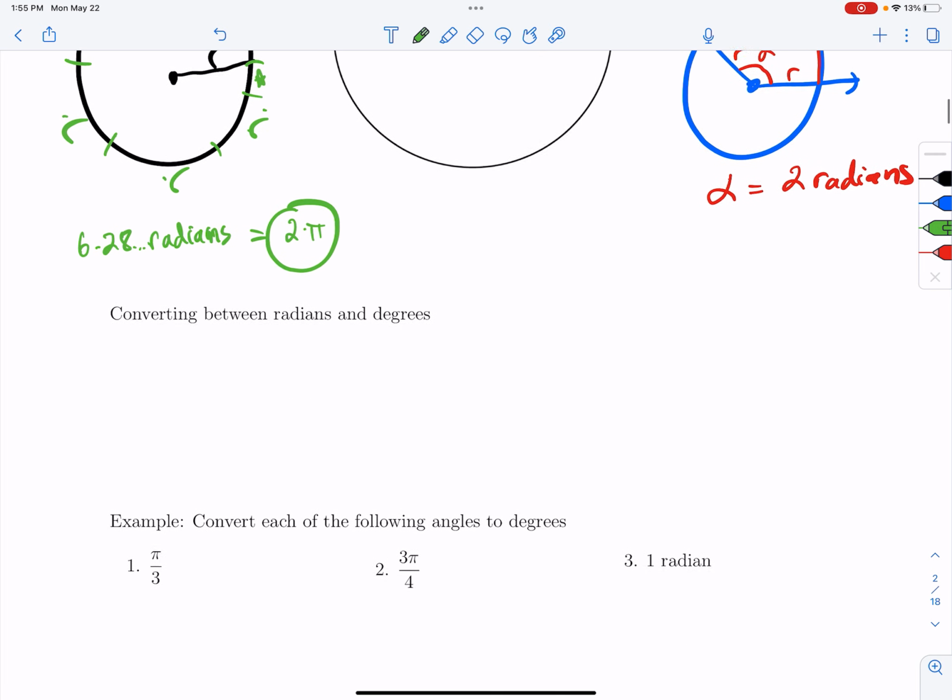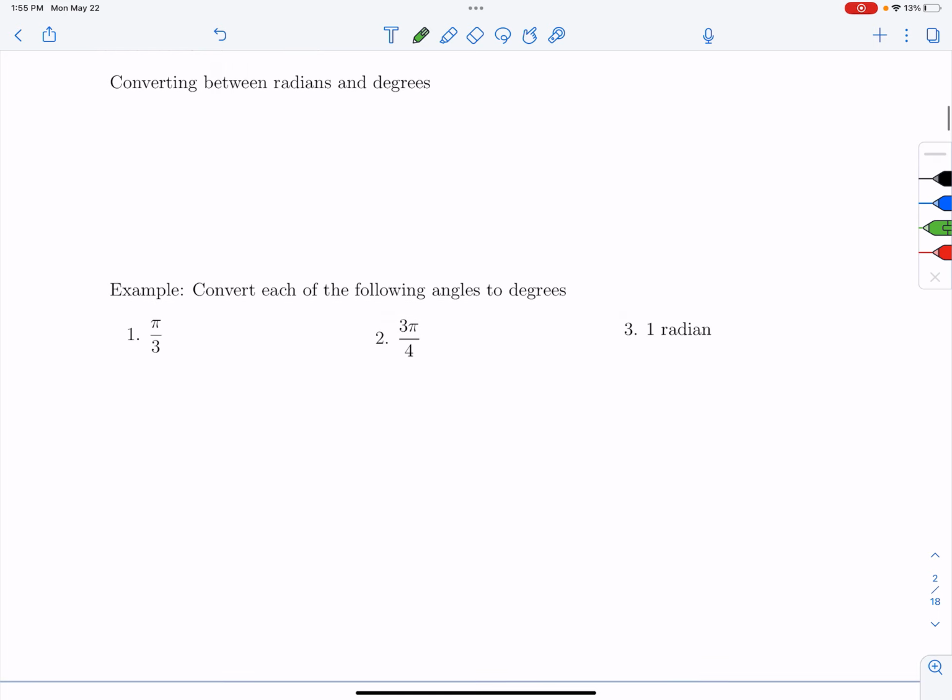Okay, so to convert between radians and degrees, what we need to remember is that there is a conversion factor. So 2 pi radians is equal to 360 degrees. Usually I can simplify that fraction to pi over 180.